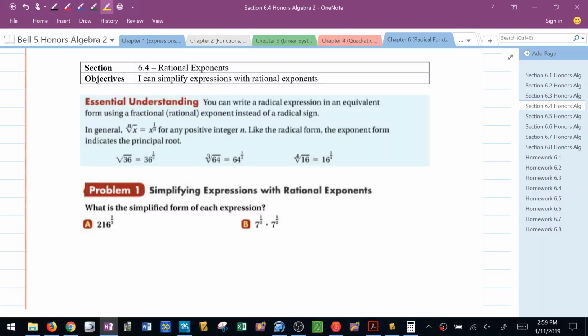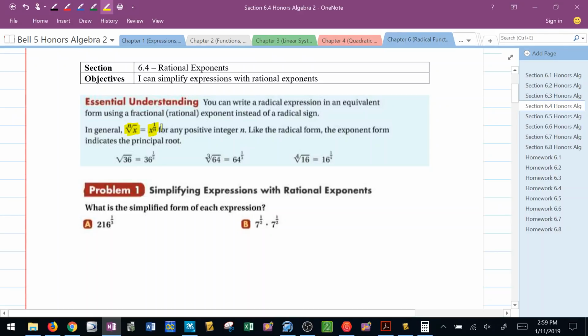All right, very simply, we have a property that says if you're taking the nth root of something, another way to write that is x, or something, to the 1 over n power. In other words, the key here is the index becomes the denominator of the power. The index of a root is the same as writing an exponent with the index as the denominator of the exponent. Okay? So some simple examples here.